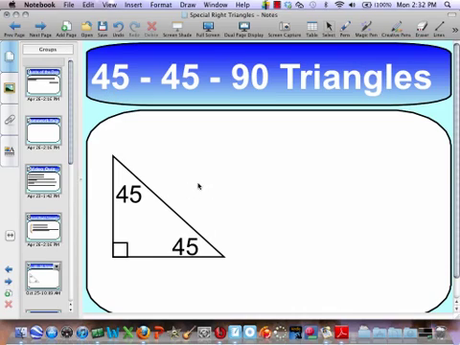All right, so here we go. First model is a 45-45-90.